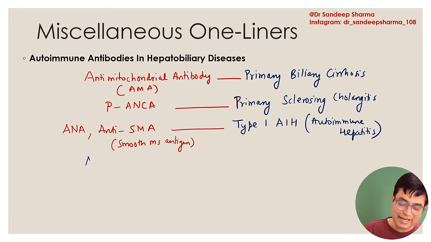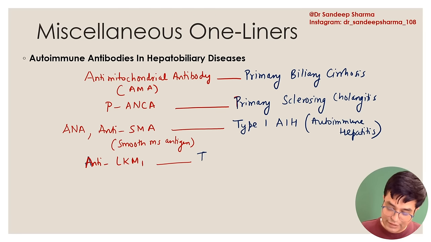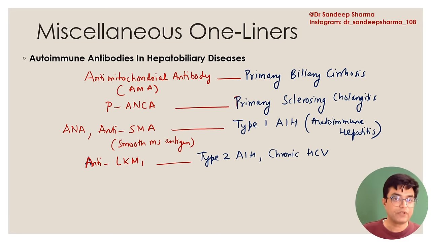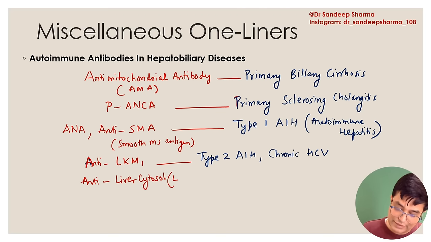Then anti-LKM1 antibodies. LKM1 stands for liver kidney microsomal type 1 antibodies. They are seen in two conditions. They are seen in type 2 AIH. They are also seen in chronic hepatitis C infection. Not D, hepatitis C. And then we have anti-liver cytosol antibodies. It is also written as LC1 antibodies. Anti-LC1 antibodies are seen in type 2 autoimmune hepatitis.